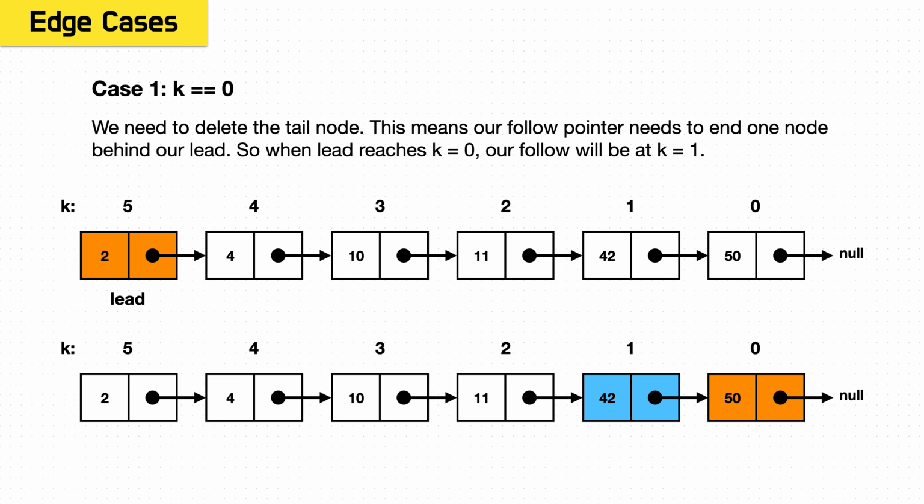Our case 1, where k equals 0, this means we want to delete the tail node. So when we start our lead pointer for the runner technique, we only move it to the first spot. Then when we iterate through, it's going to land on the tail. Then our follow pointer should be 1 spot behind it, and we set its next pointer to null, which removes the tail node.